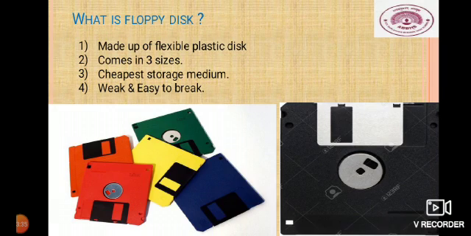Floppy disks do not retain data for too long. This loss of data is due to environmental conditions. They are weak and easy to break if not stored properly. Because of all these issues, floppy disks were eventually phased out and replaced with compact disks. Can you see? These are the floppy disks.